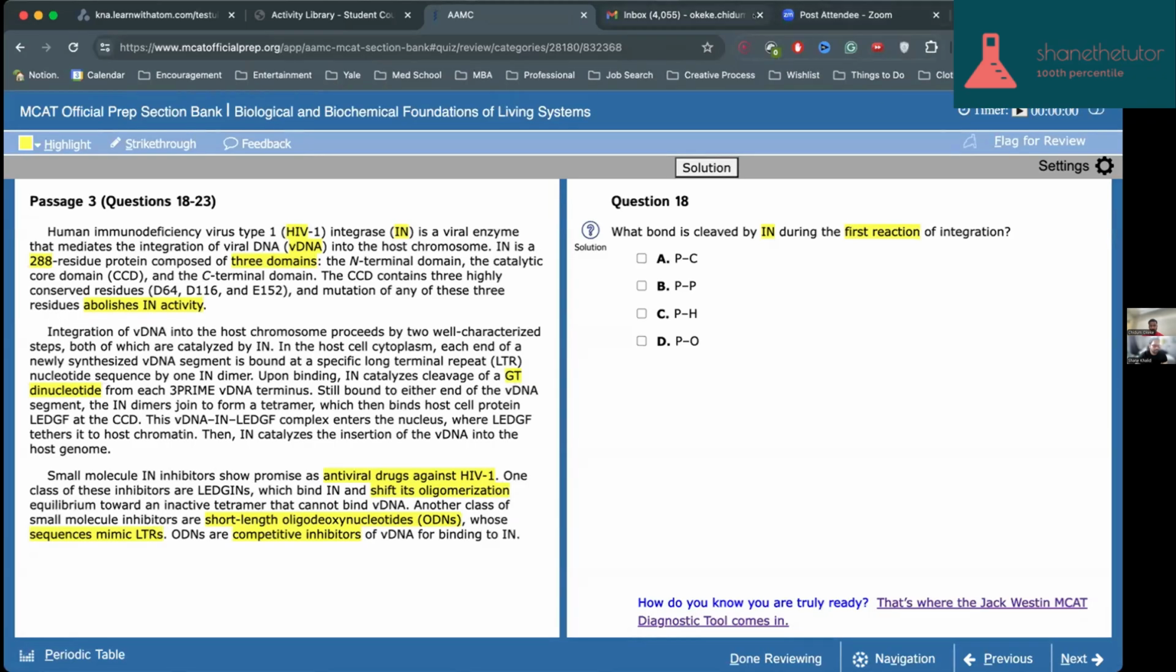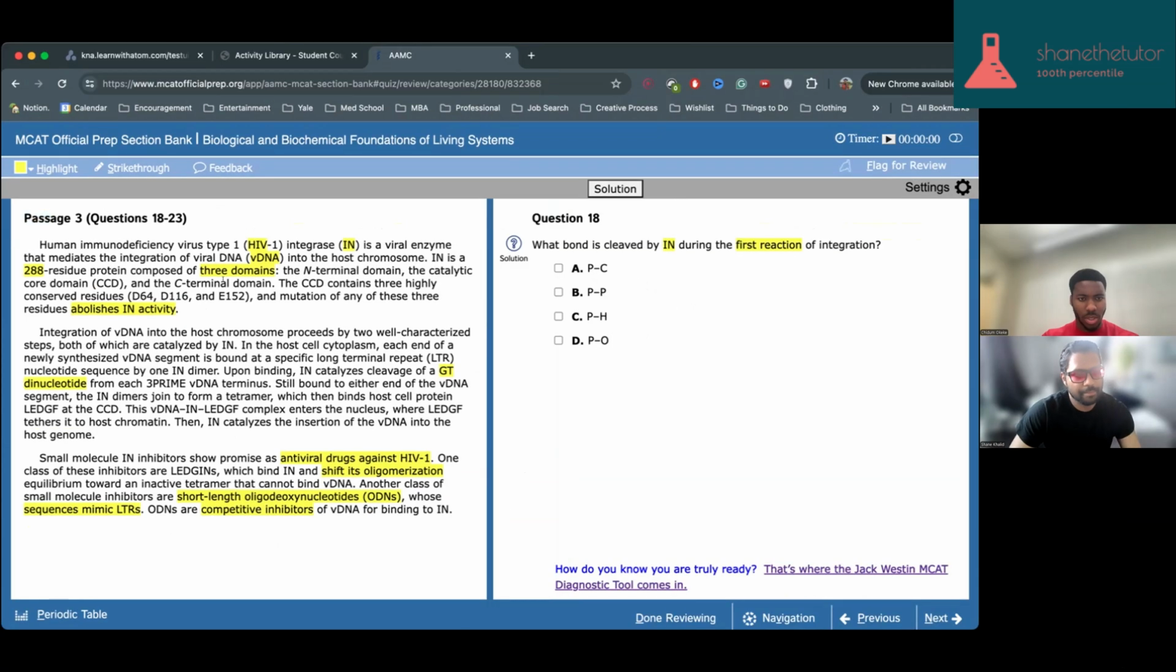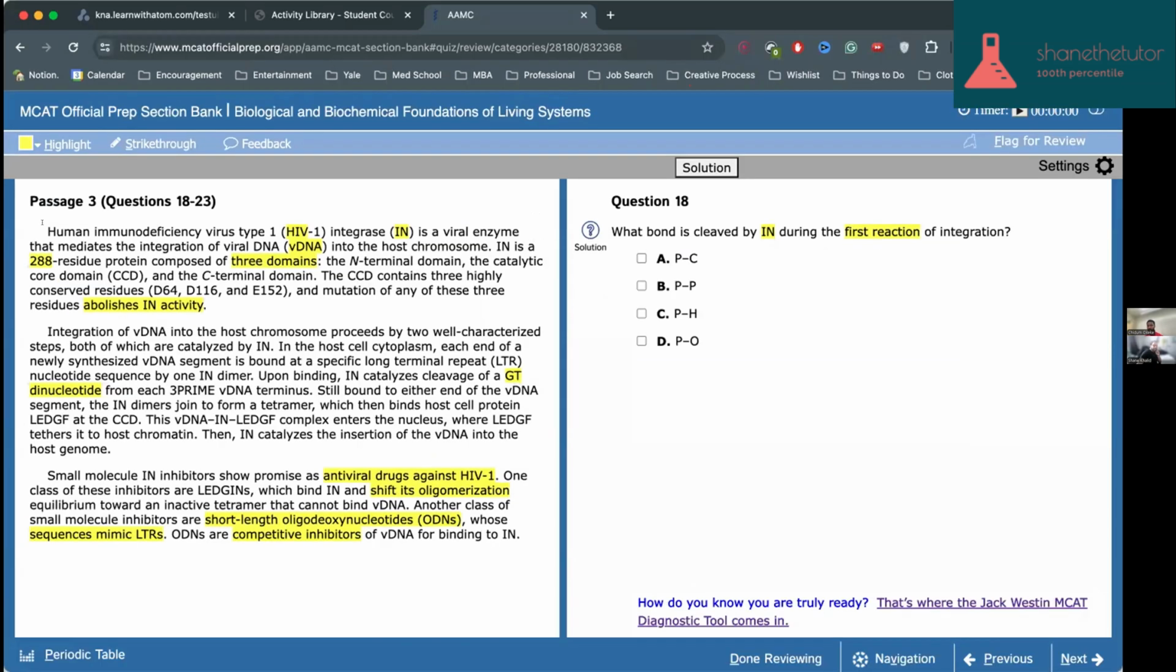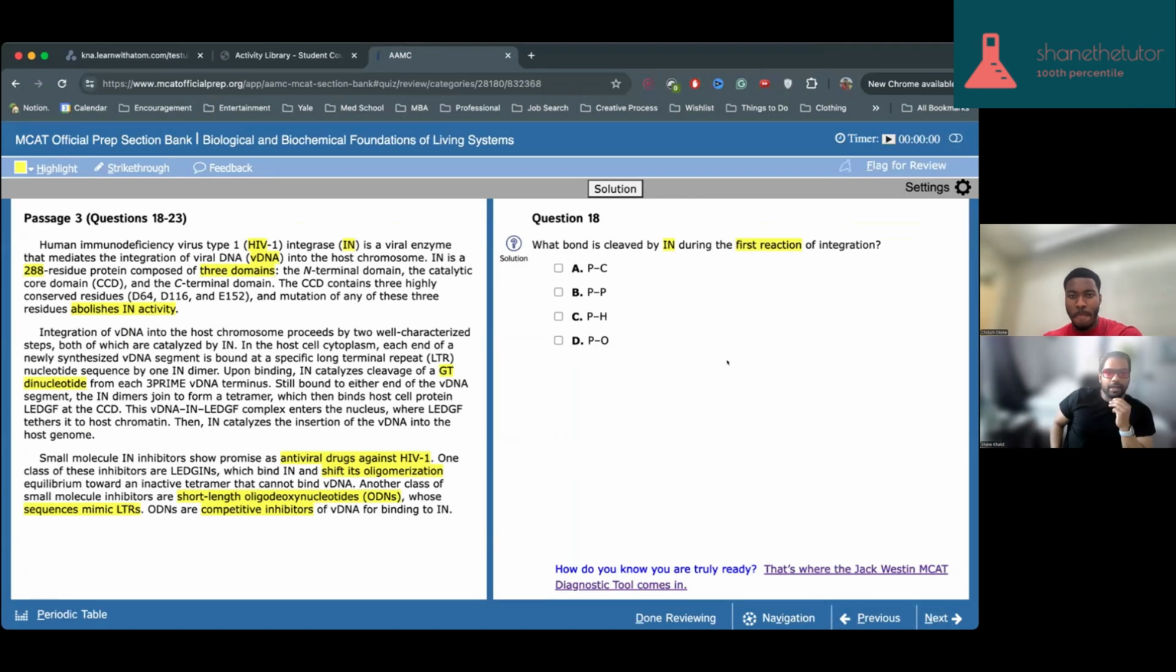Okay, so I'm going over the AMC prep with the Jack Westin plugin. This is what we're going to do. I'm going to have you read out loud slowly. Now we're going to look for something called buzzwords, which are essentially words that they'll likely ask you questions on.